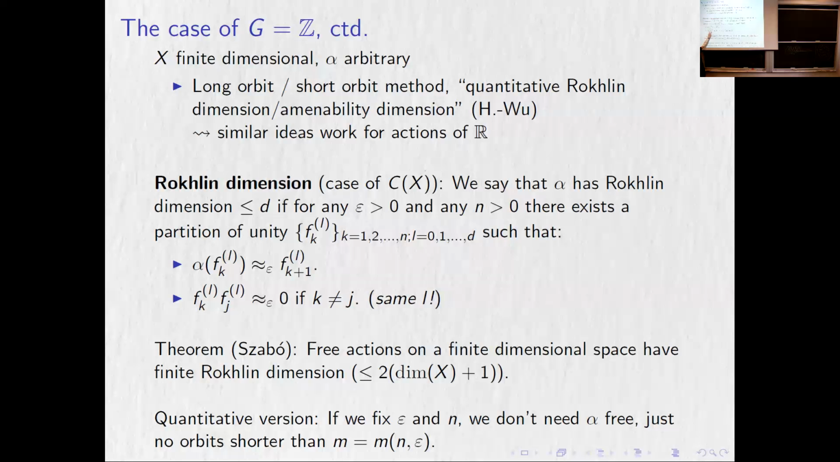any two bump functions of the same color are basically disjoint, or at least almost orthogonal. It's okay if they overlap a little bit, but not very much. And as I mentioned before, Gabriel proved that free actions of finite dimensional spaces have finite Rokhlin dimension, even with the bound.